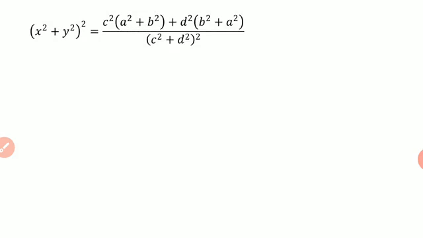Taking that common part, we get x square plus y square bracket square is equal to c square into a square plus d square into b square plus a square whole divided by c square plus d square bracket square. Now taking a square plus b square as a common part from both the terms inside the bracket, we remain with c square plus d square. So it is equal to a square plus b square into c square plus d square divided by c square plus d square bracket square.